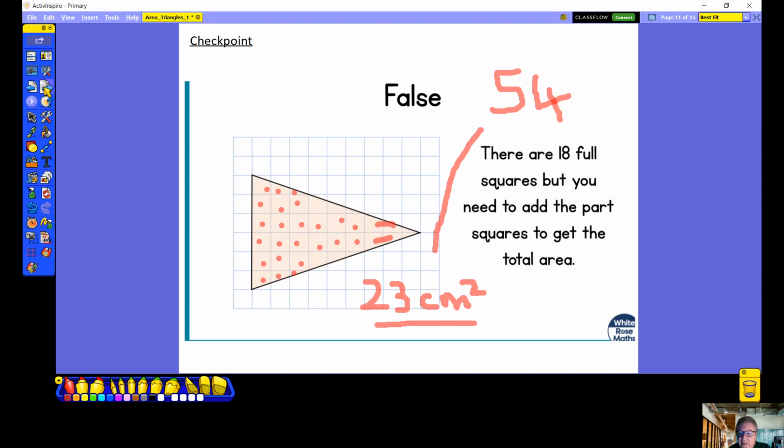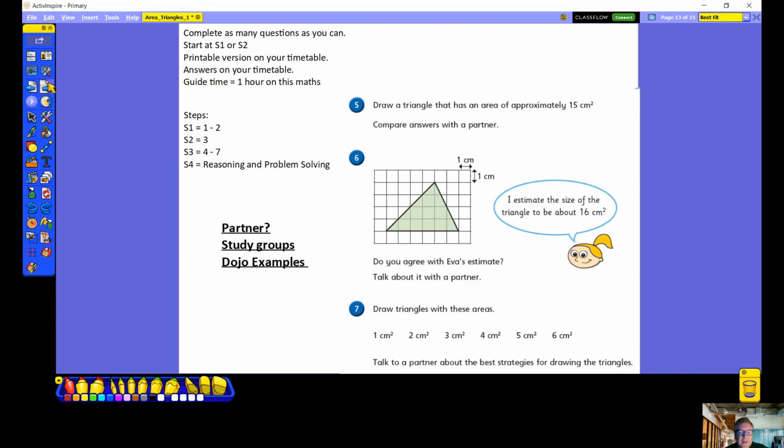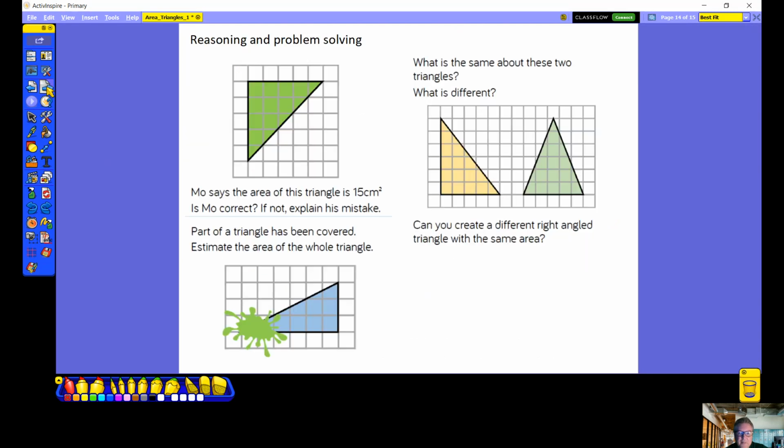Anyway, it's quite enough pondering. I hope you've been sorting that out in your own mind. Questions? If you're on you can start at step 1 or step 2. Here are the questions that relate to each of the steps. There's step 4, reasoning and problem solving, and the questions and the answers are on your timetable. So there we go. And there's the other question where it says partner study group or talking on Dojo.